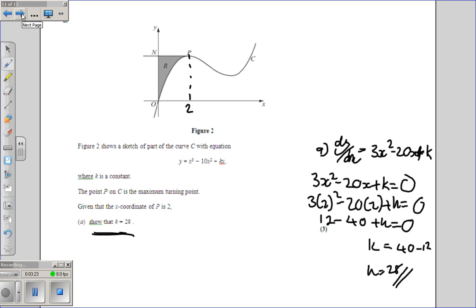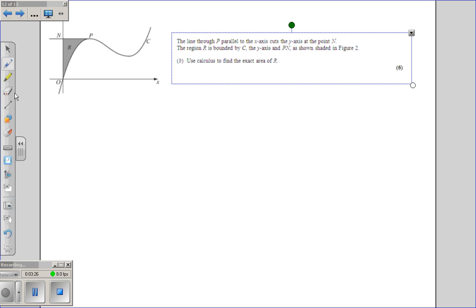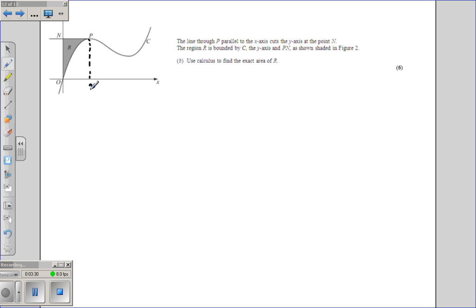The next part I've got on a different page, quite small. It says, well, let's just put this 2 in again. The line through P parallel to the x-axis cuts the y-axis at the point N. The region R is bounded by C, the curve, the y-axis, and this line PN. So there's nothing in here that we don't already know from the diagram. We have to find the exact area of R.